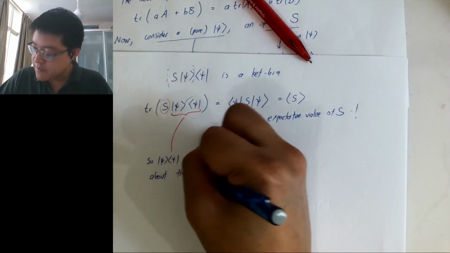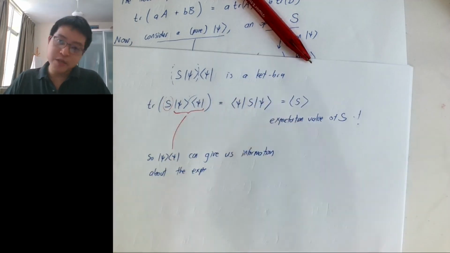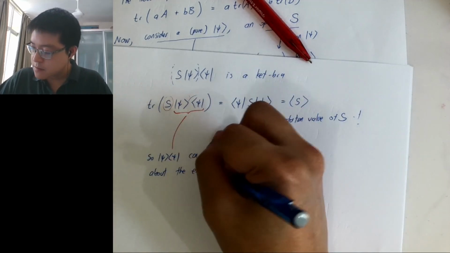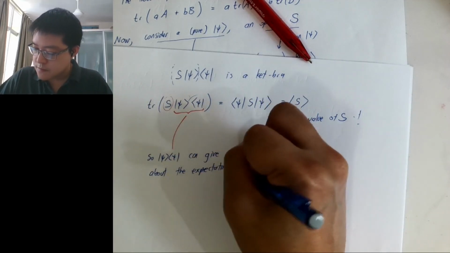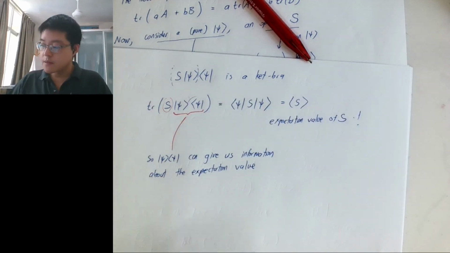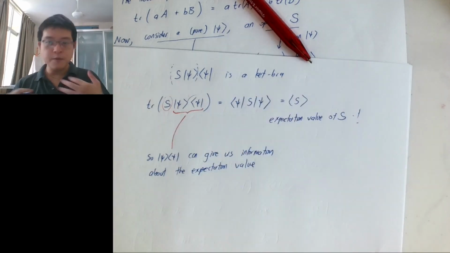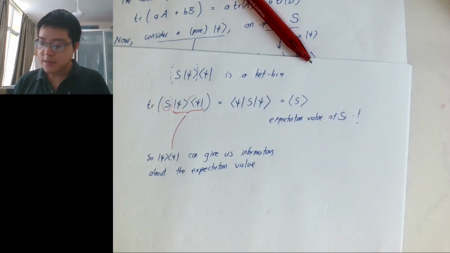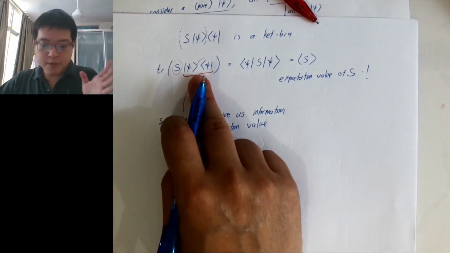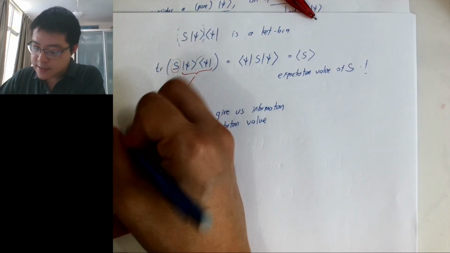The expectation value. So the example I'm showing you is the expectation value, right? And it's possible to get other information as well. Okay, so this thing is going to be important, and this is what we call the density matrix.